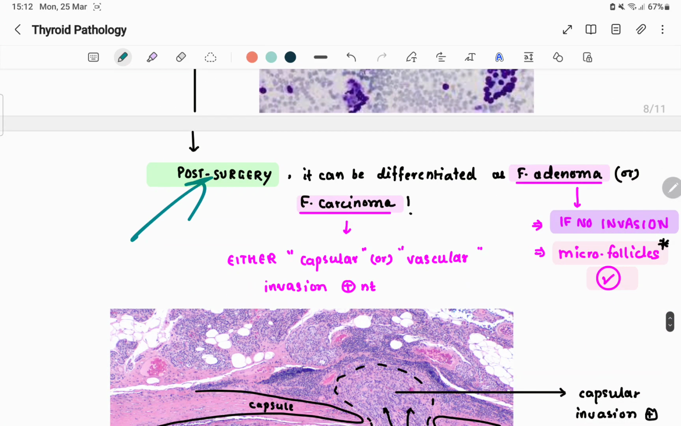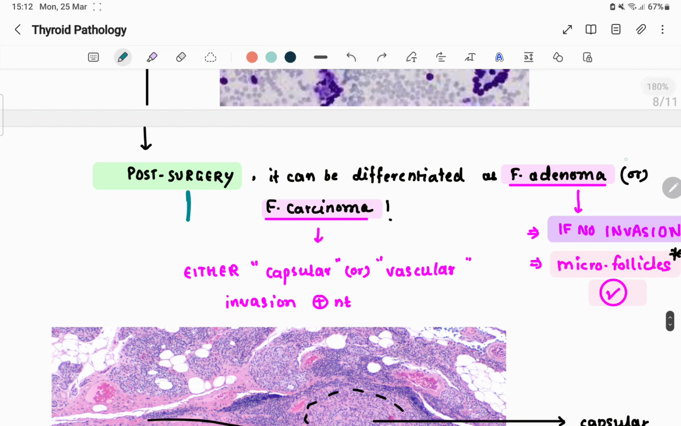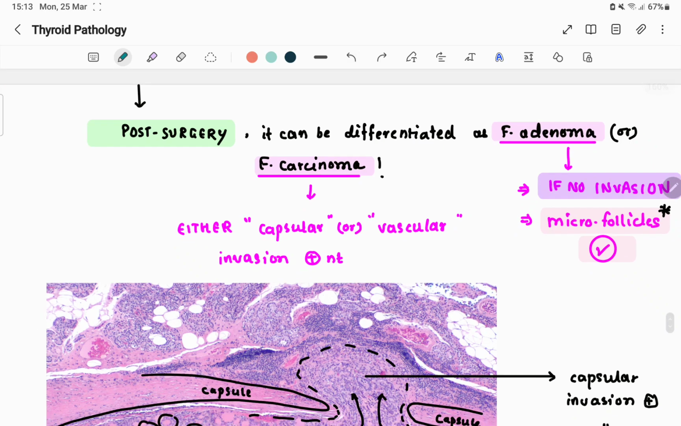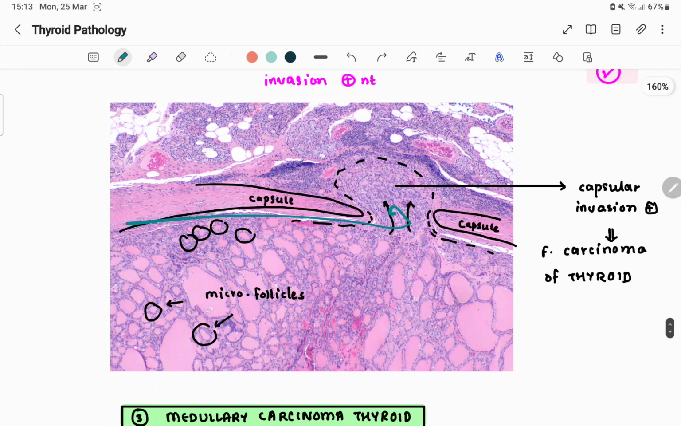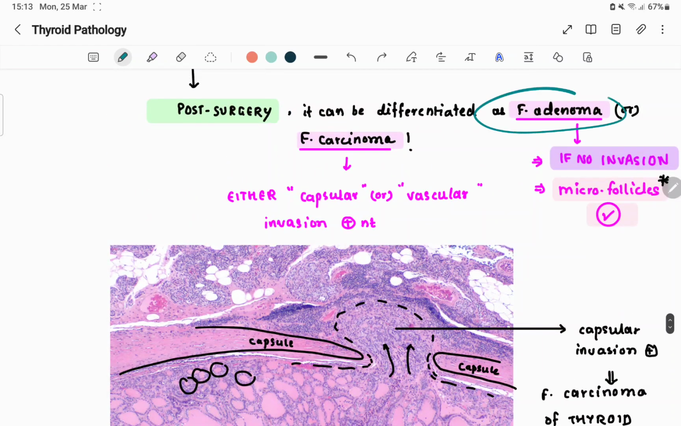Post surgery, very funny point, but after surgery you can differentiate between follicular adenoma and carcinoma, because in adenoma there will be no invasion and microfollicles will be present. In carcinoma there will be invasion, either capsular or vascular. You can see here there is a capsular invasion. So if there is invasion, that is a follicular carcinoma of thyroid. If the capsule is intact, no invasion, that is your follicular adenoma.